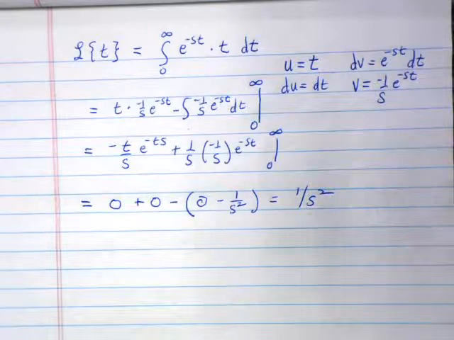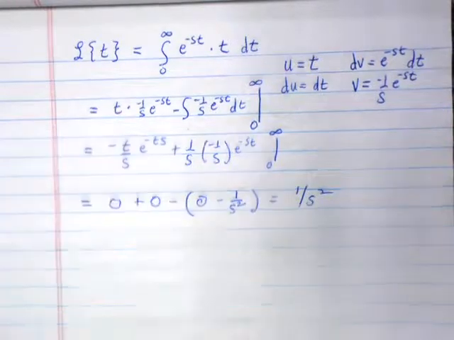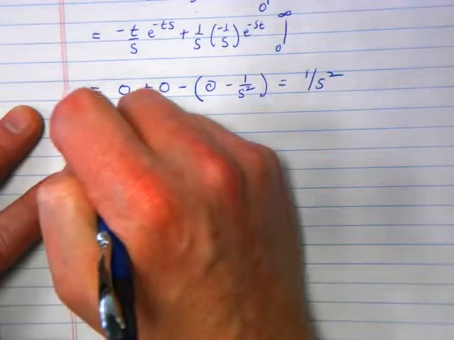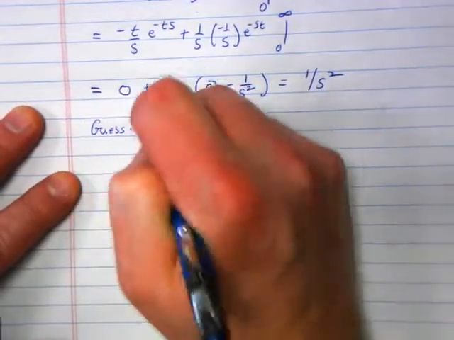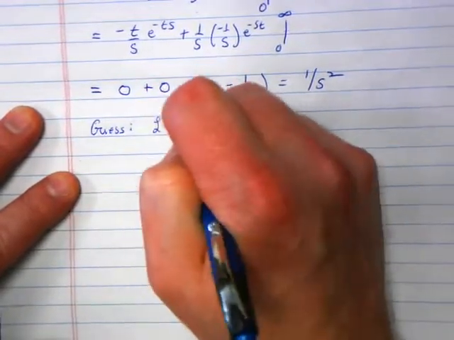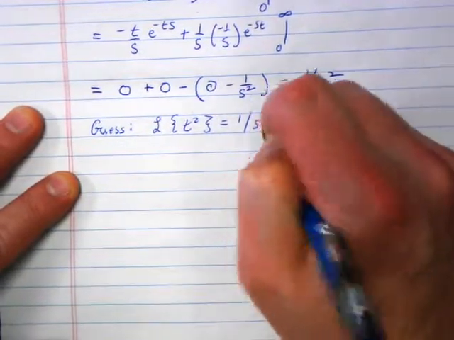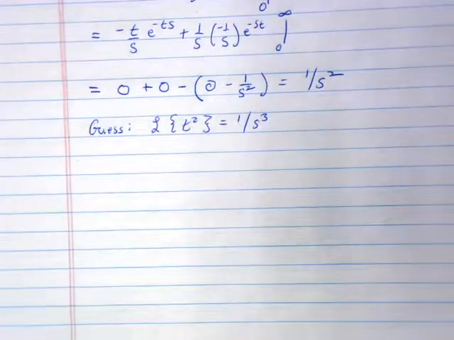There's a trend: if you did t squared, it would be 1 over s cubed. Oh, so we have a guess. I like that when people look for patterns. So the guess is the Laplace transform of t squared is 1 over s cubed. That's our guess. Let's see if we're good guessers.